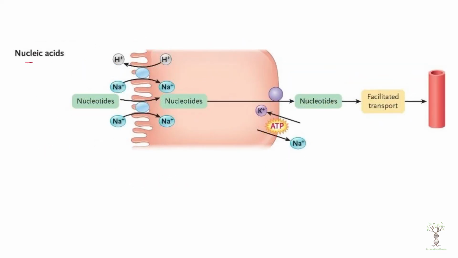Nucleic acids move exactly the same way as glucose and galactose. They will use a sodium co-transporter. So the nucleotides and the sodium bind, and the sodium gradient is used as energy. So we do not need ATP to move these molecules. Once the nucleotides are inside the cell, again, they will leave the basolateral side with a carrier protein.